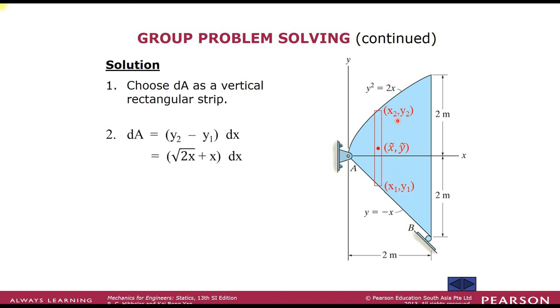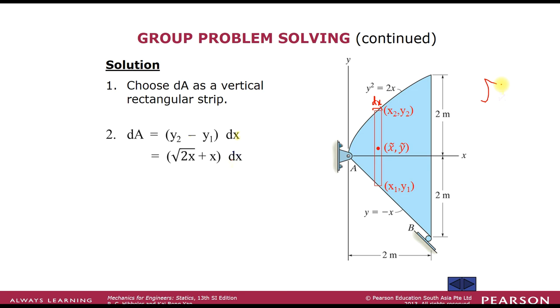So for y2 minus y1: this is y1, where y equals minus x, and this is y2, where y equals square root of 2x. So we put the square root of 2x minus minus x, which gives square root of 2x plus x, times the differential dx. That gives the area of the element. Then x̃ is equal to x, and ỹ is equal to y1 plus y2 divided by 2, which equals square root of 2x minus x divided by 2.